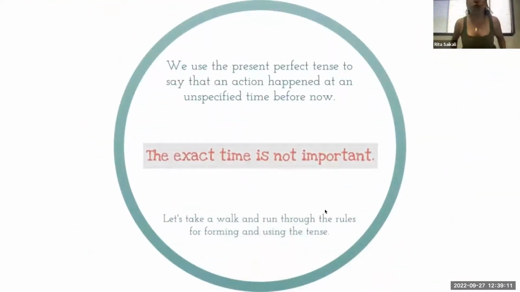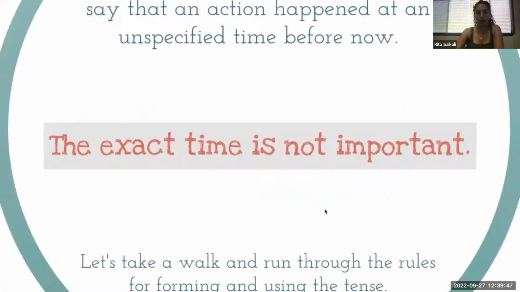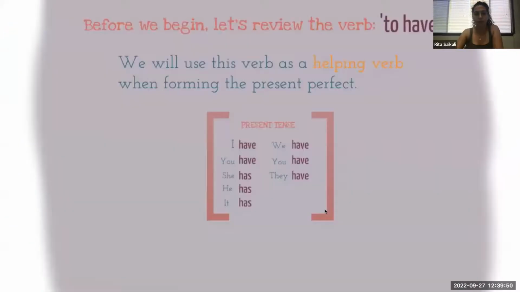So when do we use present perfect? Well, we use the present perfect tense to say that an action happened at an unspecific time before now, okay? So it's an uninterrupted thing, it happened, but the time is not important. When it happened doesn't matter, okay? So let's take a look at these rules. Again, we use it to say that an action happened at an unspecific time before now. The exact time is not important.